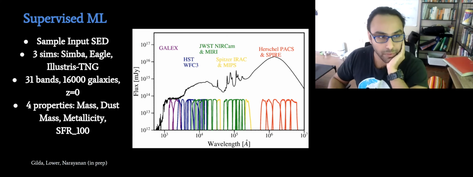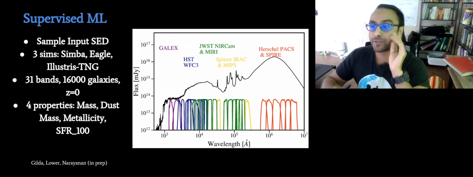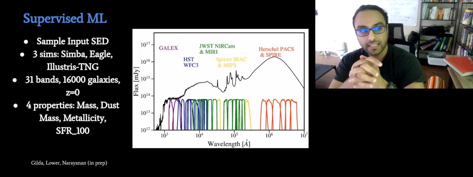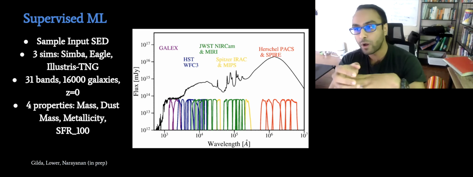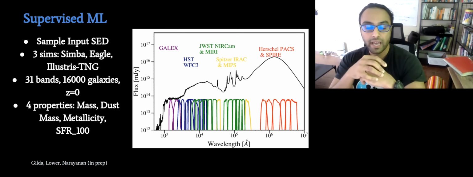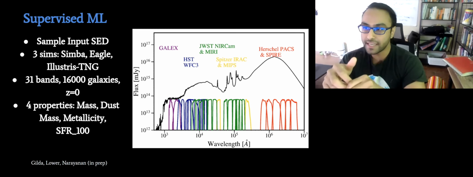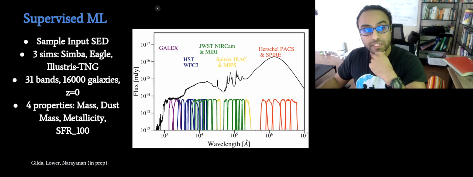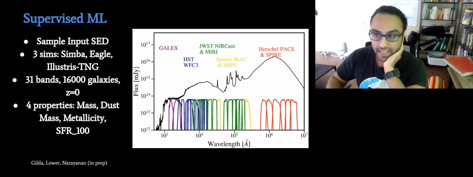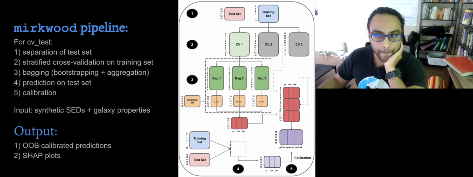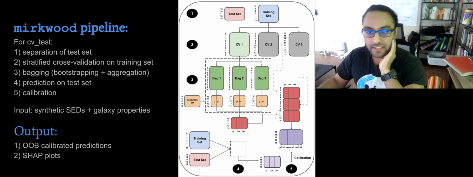Quick overview of how this works. It's supervised ML. I have 3 sets of hydrodynamical simulations, SIMBA, EAGLE, and IllustrisTNG, for a total of 16,000 galaxies. This is proof of concept work, so we've only done z equals 0, and we try to predict 4 different galaxy properties: stellar mass, dust mass, metallicity, and instantaneous star formation rate. The reason to use 3 different simulations is to try and cover as much ground as possible in terms of parameter space.